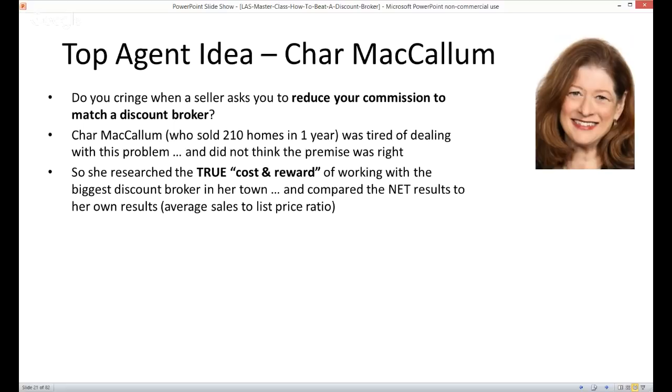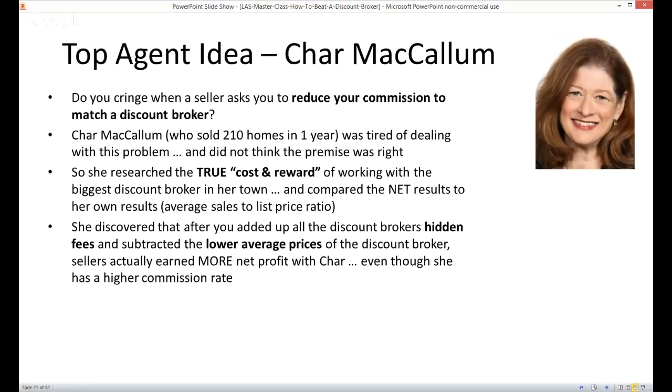So she figured that if she compared the net results of that discount broker to her own results, that she would be further ahead. And the way that she got there, the real key, by the way, is the average list to sales price ratio. Or sales to list price ratio. I always say that backwards. There we go. She discovered that after you add up all the discount brokers' hidden fees and subtract out the lower average price because they're not good negotiators, that's why they're discounting in the first place, the seller actually earns more net profit with Shar, even though she has a higher commission rate. Okay, so that's the big picture of what she's doing.